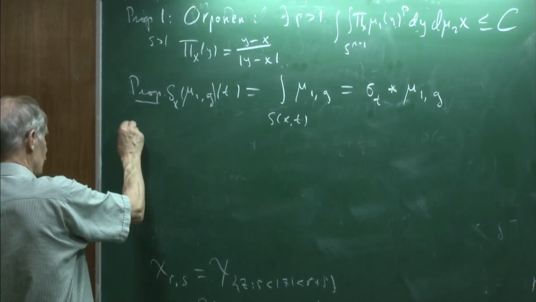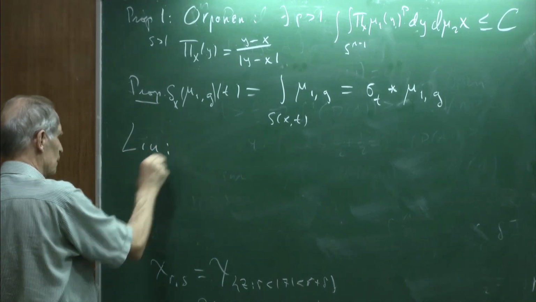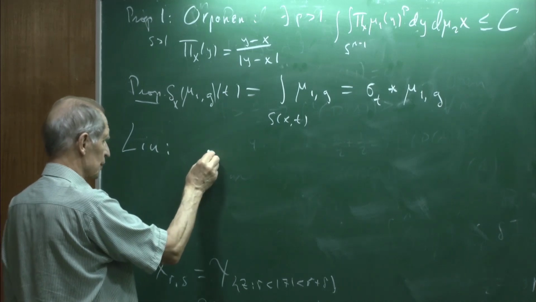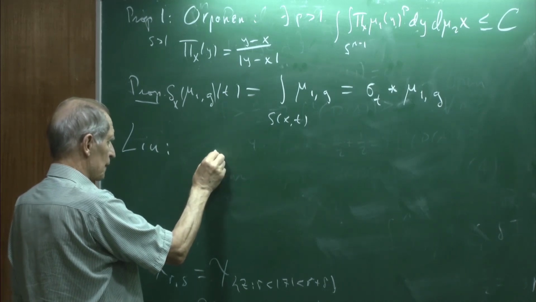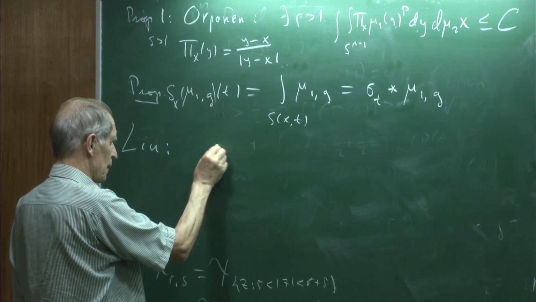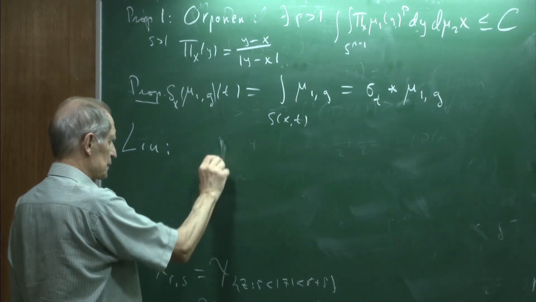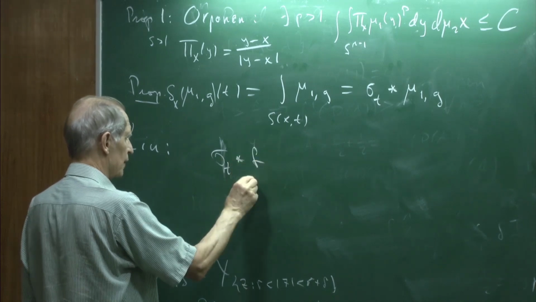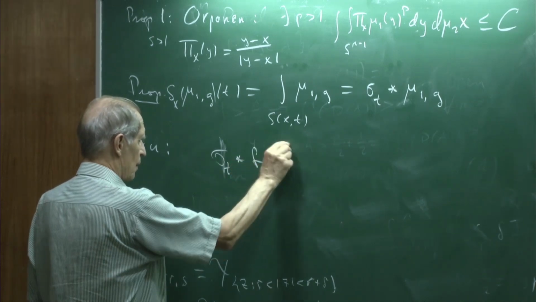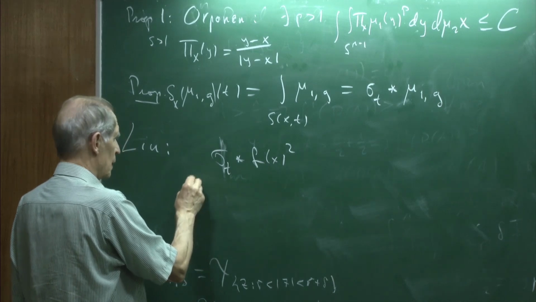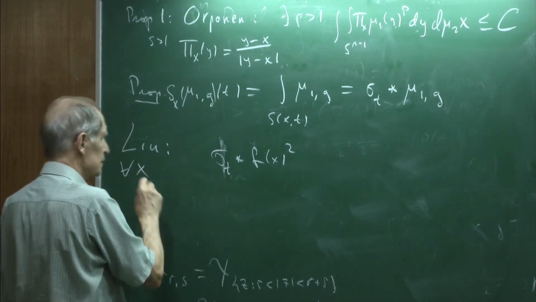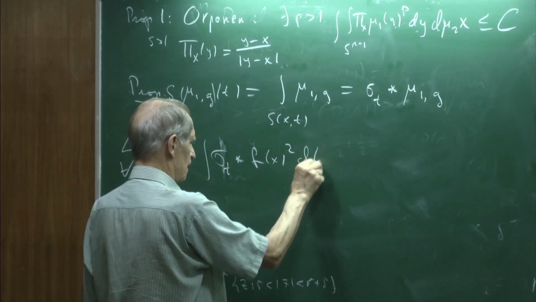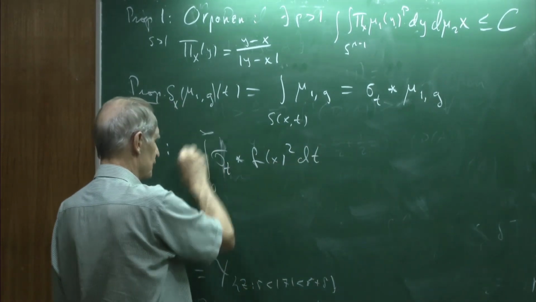And then there is a formula of Bourgain and Liu, which says for arbitrary functions or smooth functions, if you wish, that if you take sigma t and convolve with f squared, for every x, integrate this with respect to t from 0 to infinity.